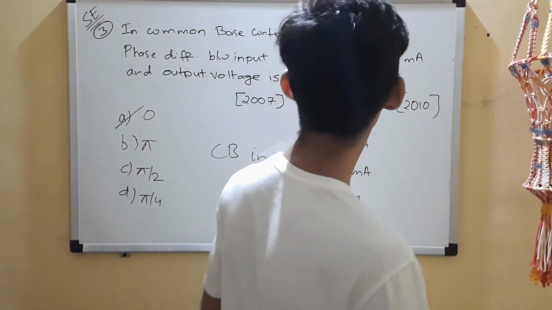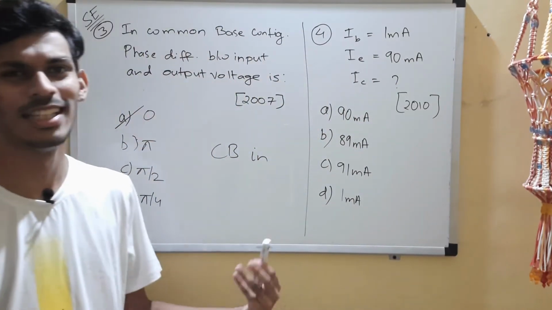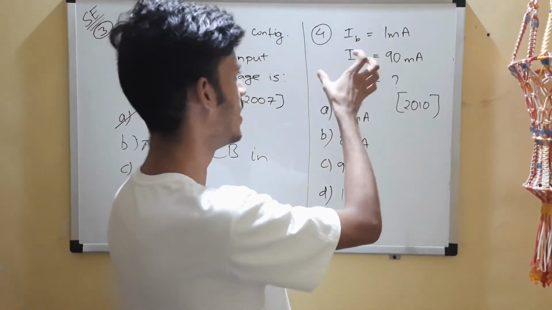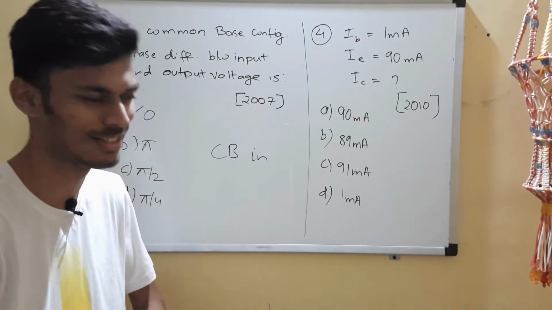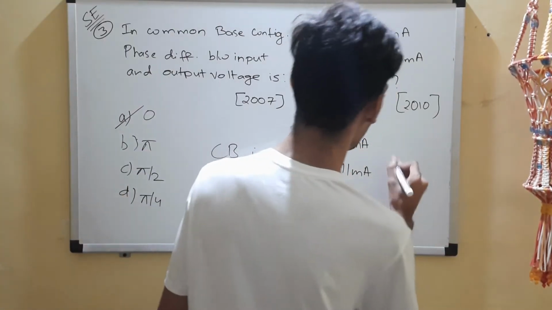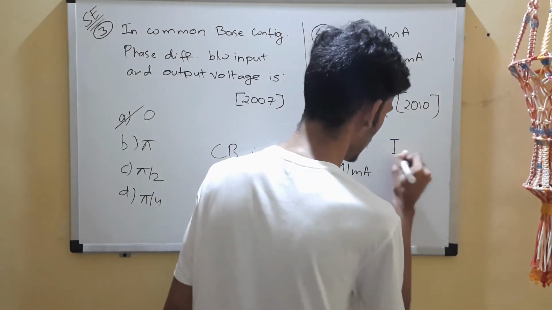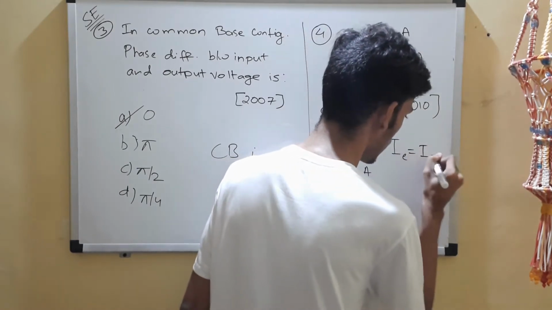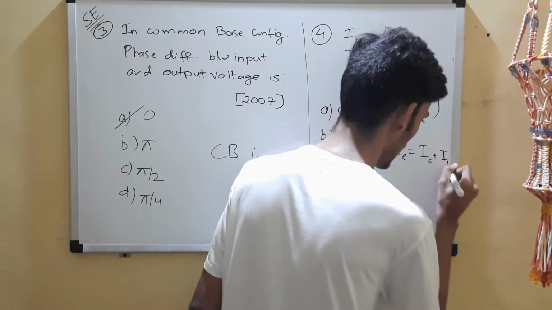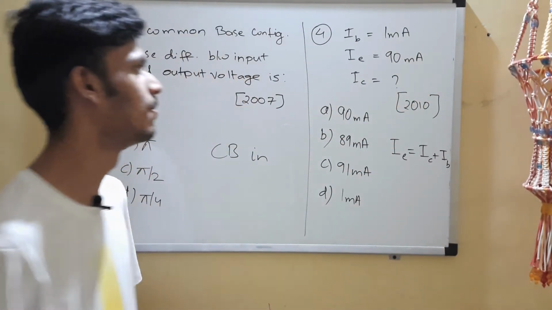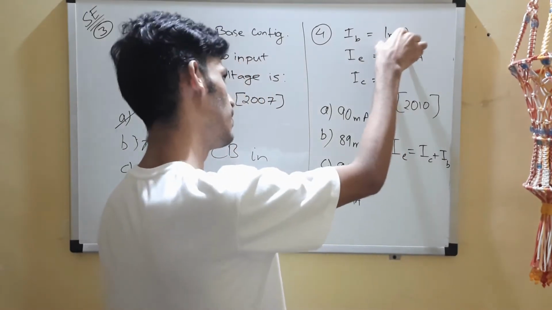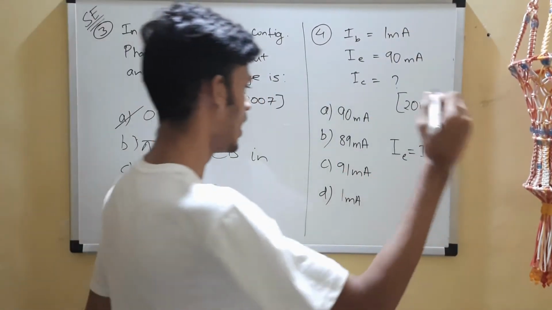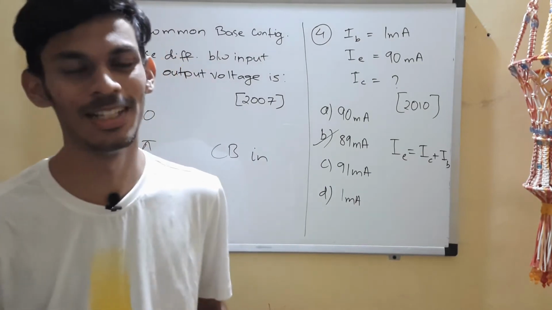Okay, let's come to question 4 now. In this question you can see that it's formula based, right? Base current is given, emitter current is given, you are supposed to find the collector current. Such an easy question. So you'll know the relation that emitter current equals collector current plus base current, right? From here you can simply find the collector current. It will be emitter current minus base current, 90 minus 1, 89 milliampere. Option B is the correct choice.